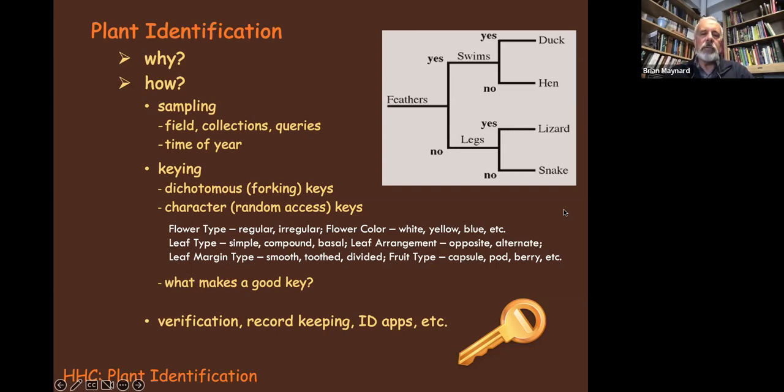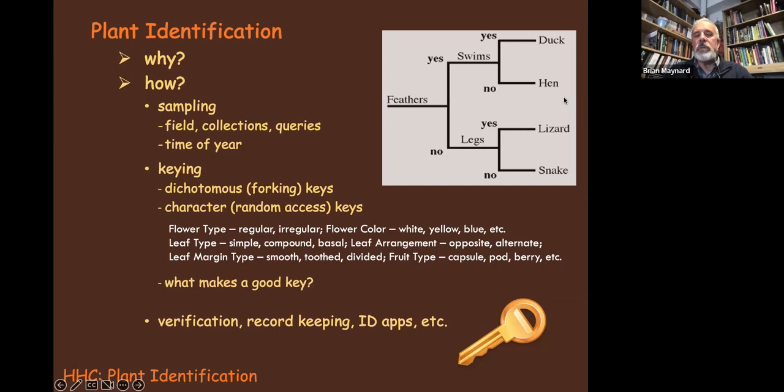And keys that take this into account are called character or random access keys. And character or random access keys, which are the ones that we'll be learning how to use today, will look at all sorts of things, pretty much all at once, sort of like a matrix of things like flower type, whether the flower is regular or irregular, flower color, leaf type, simple and compound, leaf arrangement, opposite and alternate is often the first step in many woody plant keys, and is important for all keys.